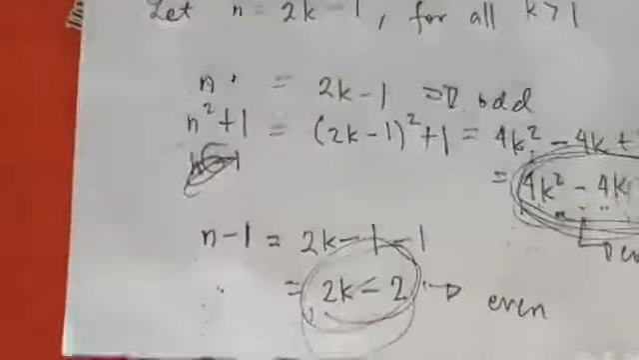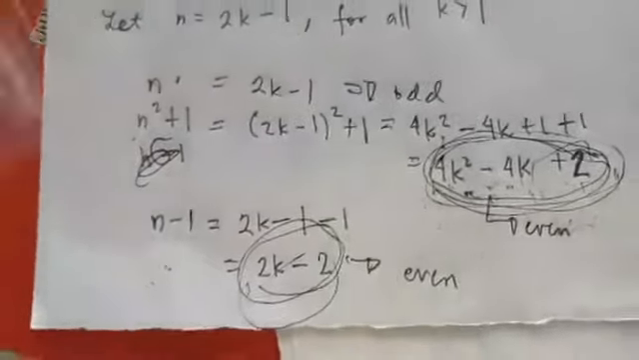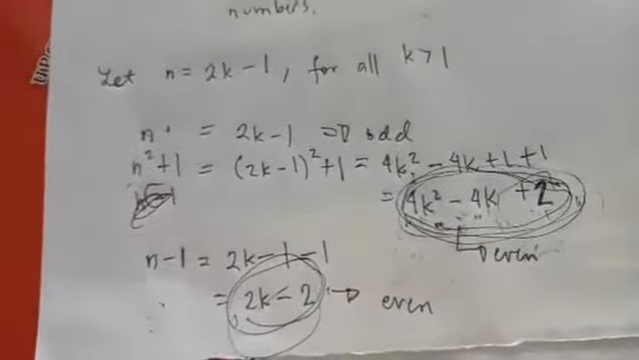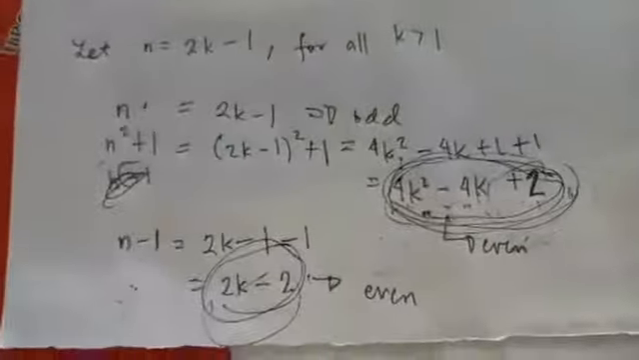So now, this means it is divisible by 2, both and then divisible by 2. So therefore n raised to the power of 4 minus n cubed plus n squared minus n is also divisible by 2 for all odd numbers.